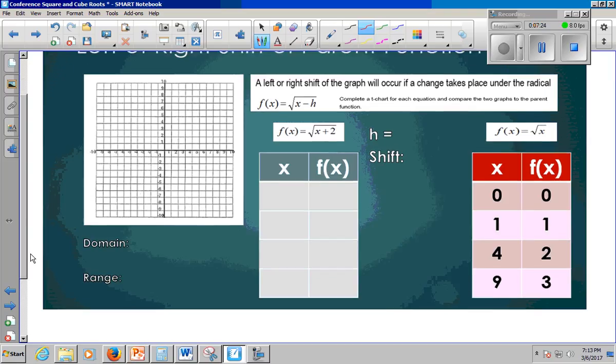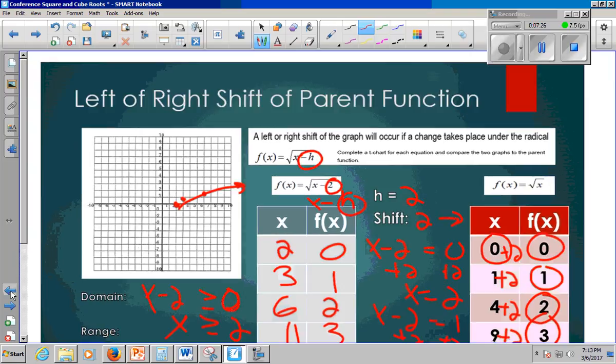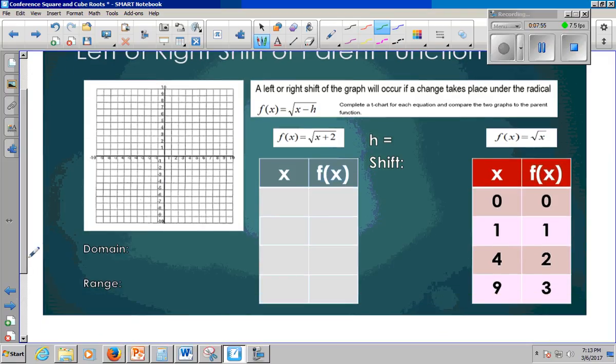What I want to show you now is if you look at our last graph and we look at our pattern graph points, 4, 2, and 9, 3. So if you look at the difference between the points, it's 2 to the right. Right, it's 2 to the right, 2 to the right, 2 to the right. So let's see what happens if we try to look at our parent graph points. For example, 0, 0, 1, 1, 4, 2, and 9, 3.